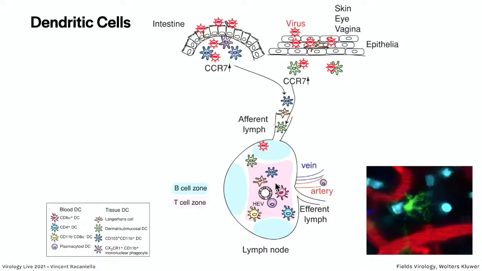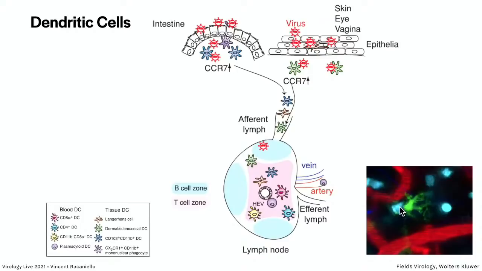The dendritic cells will present whatever they've discovered, and how that happens we'll see in a moment. They present that to a T cell in the lymph node. Here's a micrograph of this happening. The dendritic cell is green, you can see with its processes. It's right next to a T cell, which is blue. They're right next to each other.